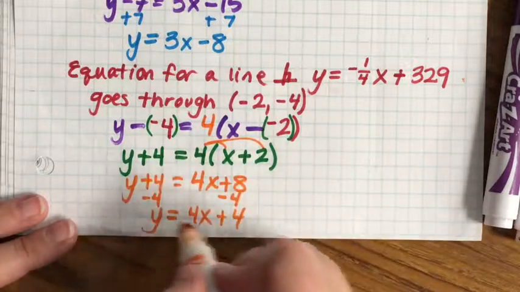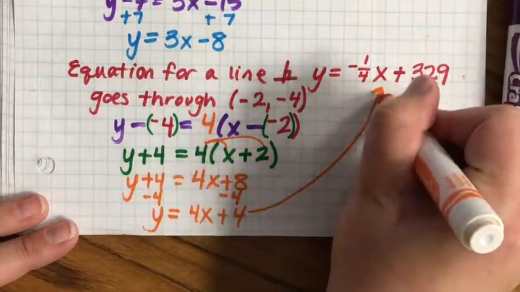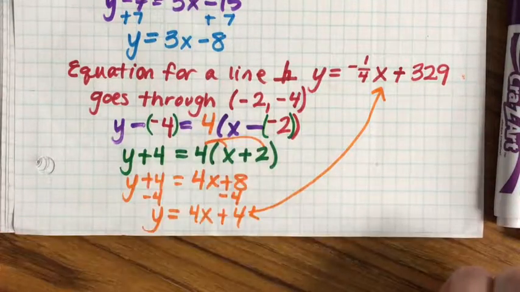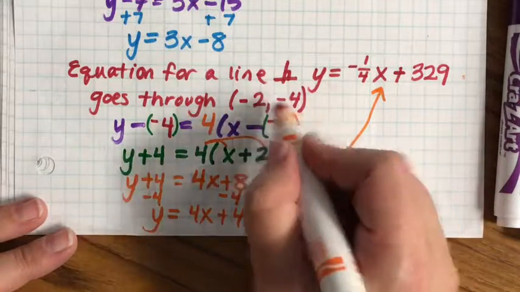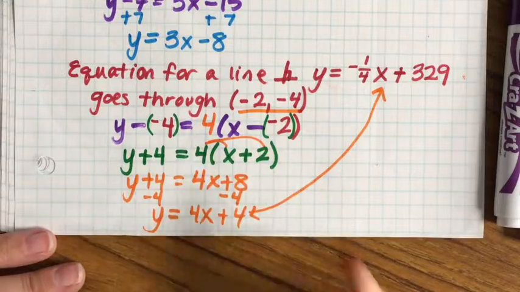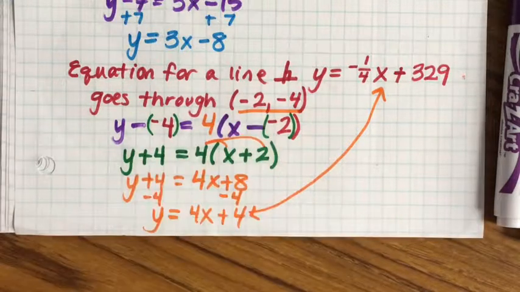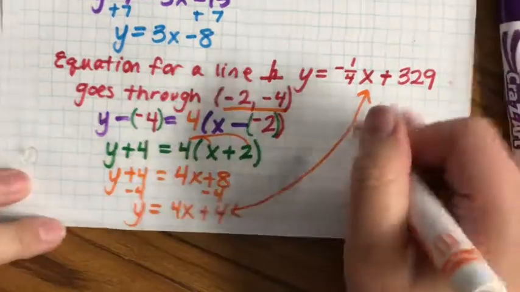Anyway, so these two equations are perpendicular. They cross at some weird place, but they're perpendicular, and the new line that I just came up with goes through that point. So perpendicular.